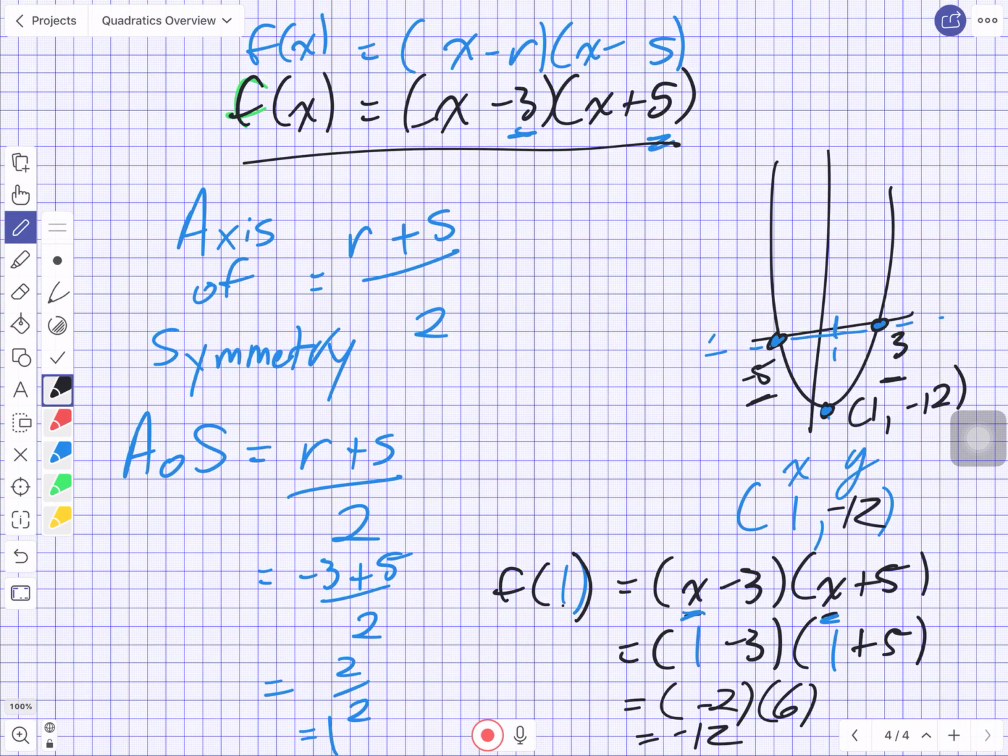What did I do wrong there? This is good at Desmos. It'll tell us what we made a mistake. So I have made a mistake, but where did I make the mistake? 1 minus, that's -2. That's 6.